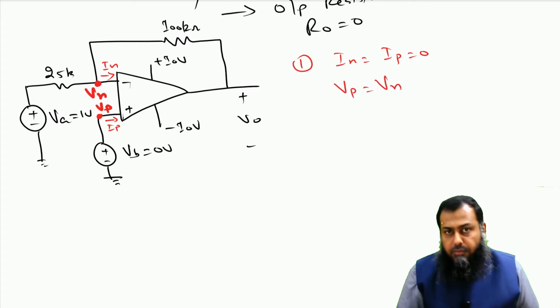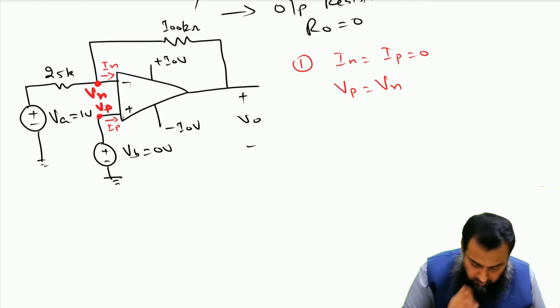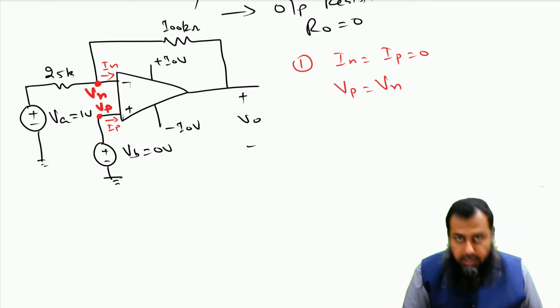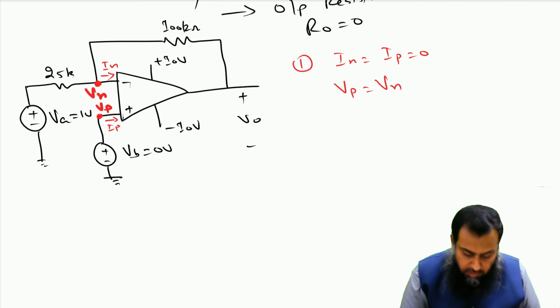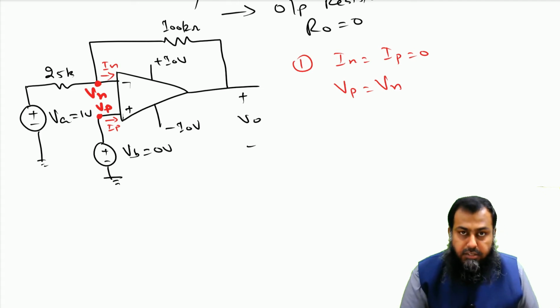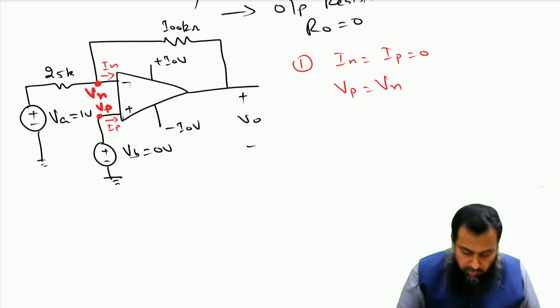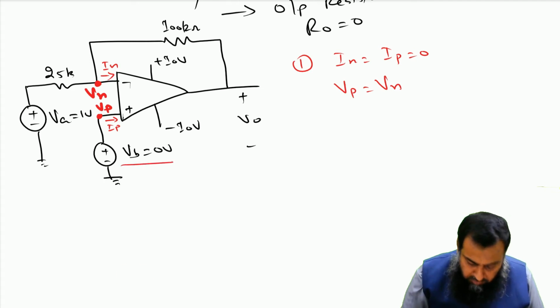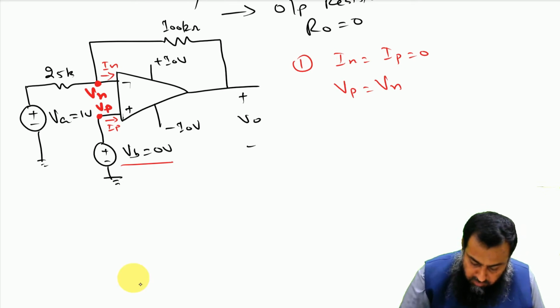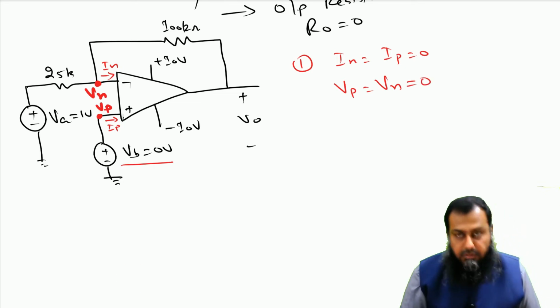But what is the value of Vn? Notice here that based on the current information of the circuit, it is not possible to identify the voltage at this Vn. However, because this Vp is equal to 0 volt, this implies that Vp is also equal to 0. So Vp is 0, so hence we have Vn also equal to 0.